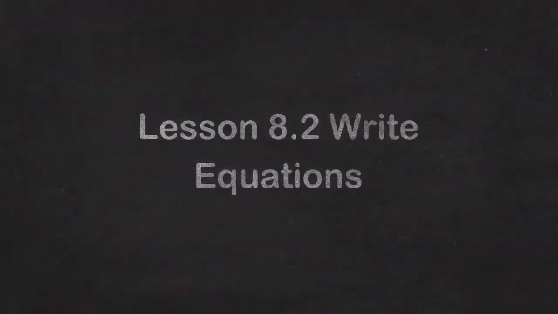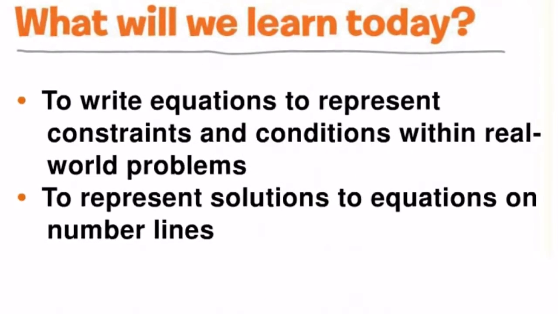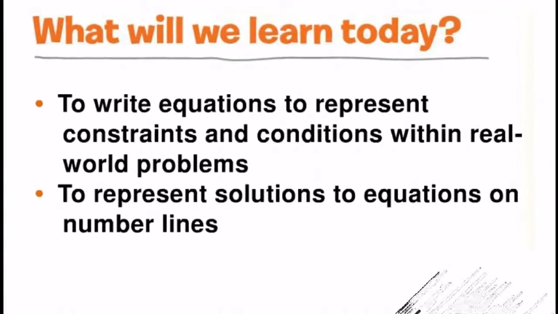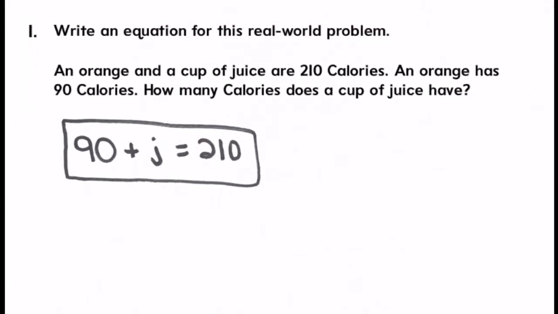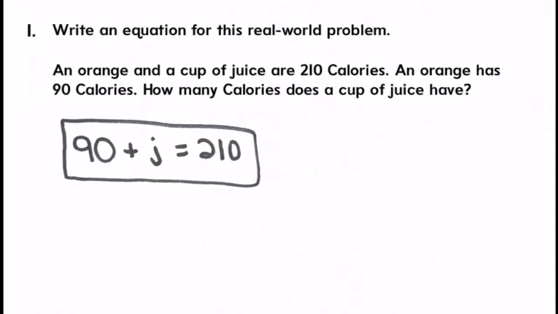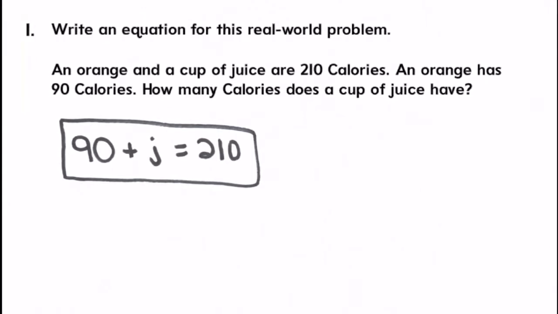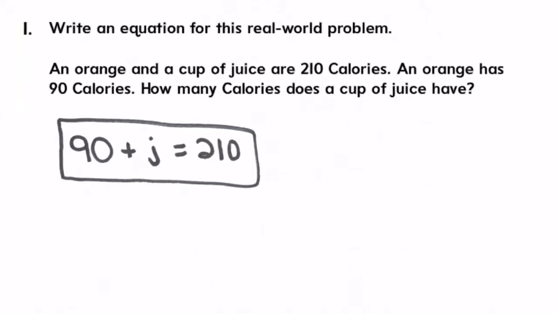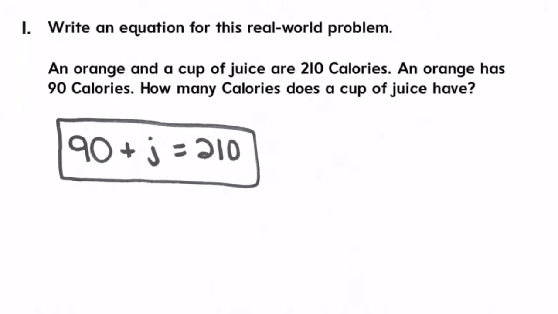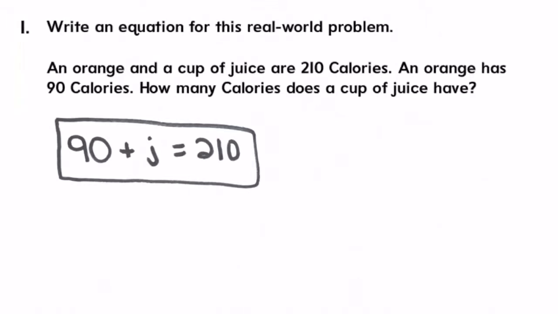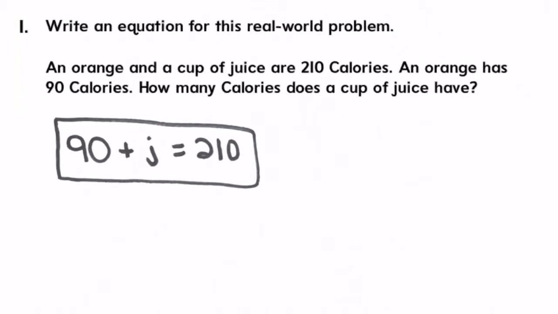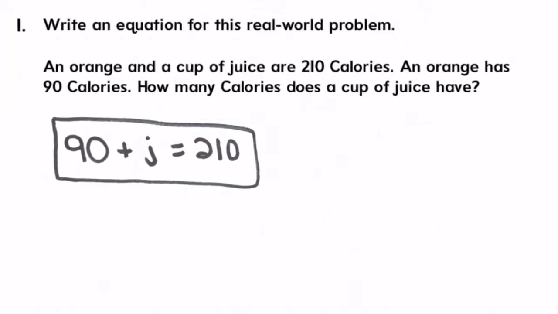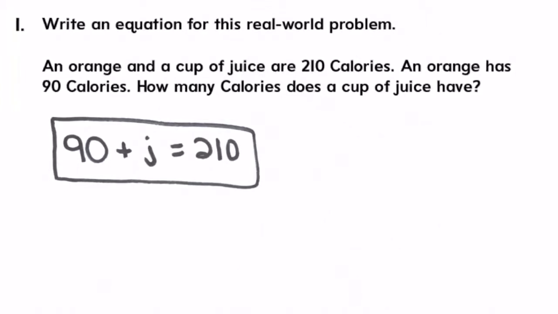Lesson 8.2, Write Equations. In this lesson, you're going to learn how to create equations from actual scenarios and real-world problems. In example 1, they want you to turn that information into an equation. If you read it carefully, they're saying an orange and a cup of juice are 210 calories. The fact that it says "are 210" is pretty much telling you it equals that. And you have to kind of conclude if you're adding, subtracting, multiplying, or dividing, using the keywords.